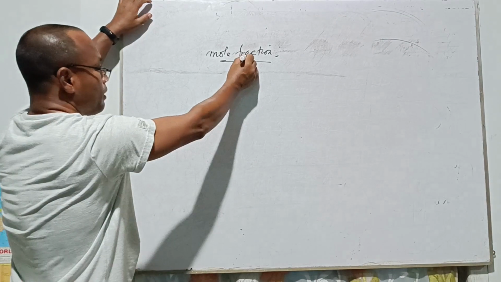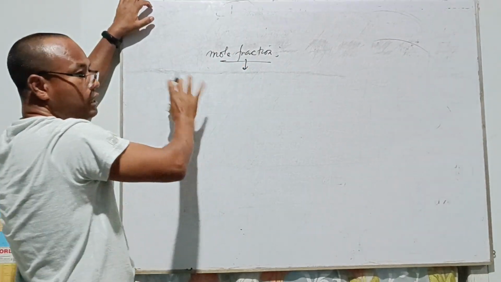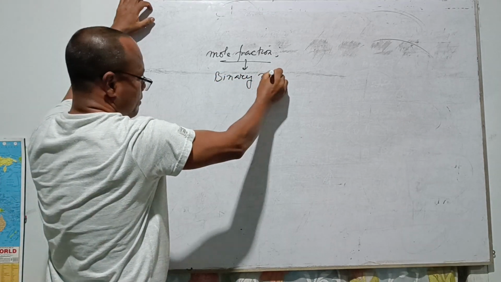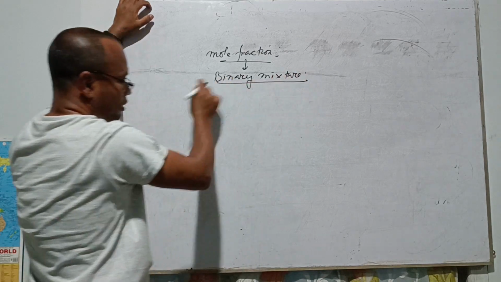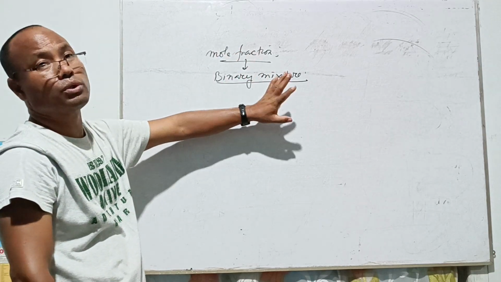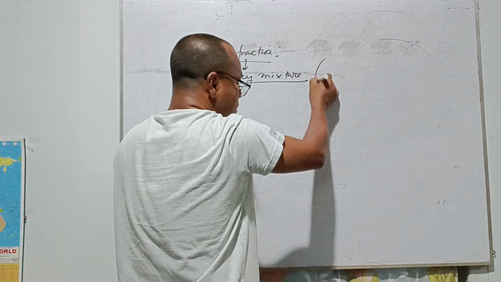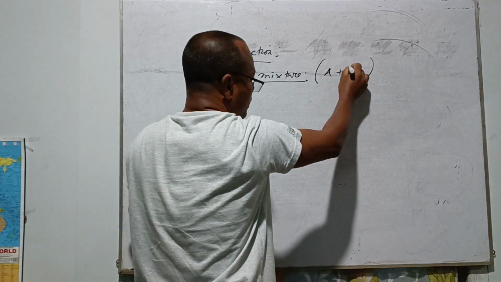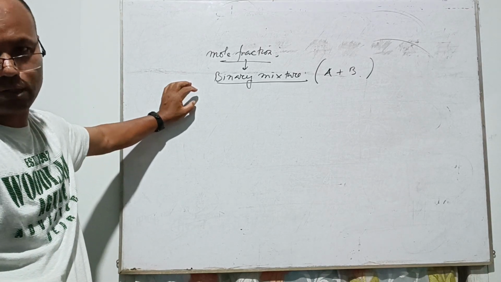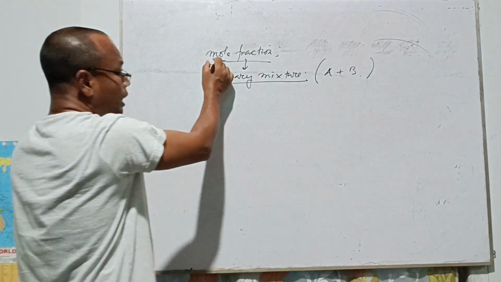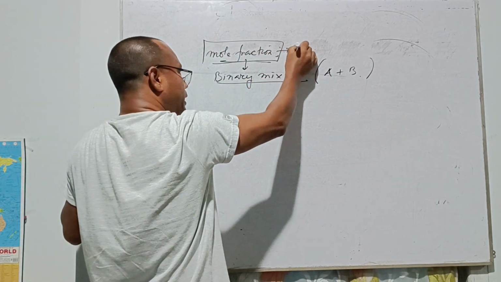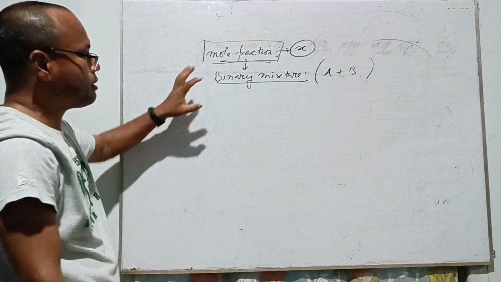So in short, mole fraction. Suppose we have a solution that is a 2-component system. I write binary mixture. In a binary mixture, that means containing 2 components. So I write here component A and component B. A and B are the components, right? Now when we calculate the mole fraction of A, I write x, small x, is the mole fraction.